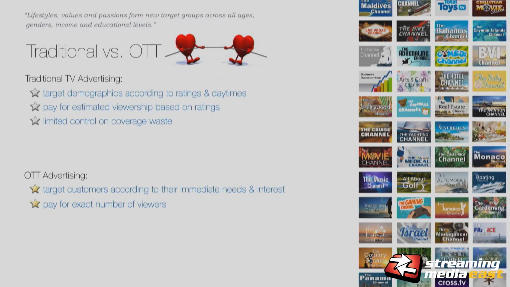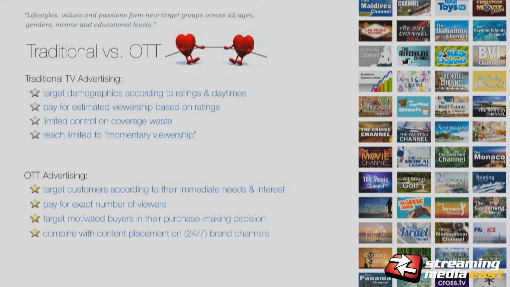With traditional TV advertising, you have limited control over your coverage waste. Some, but you will still have plenty of coverage waste, no matter how tailored you try to target your TV ad campaign. With OTT advertising, you target motivated buyers right in their purchase-making decision. With traditional TV advertising, your reach is limited to the momentary viewership of those watching your commercial at that time. Hopefully not leaving during the commercial break to go to the restroom or grab a drink from the fridge. And with OTT advertising, you have the opportunity to combine your TV ad campaign with content placement on brand channels.